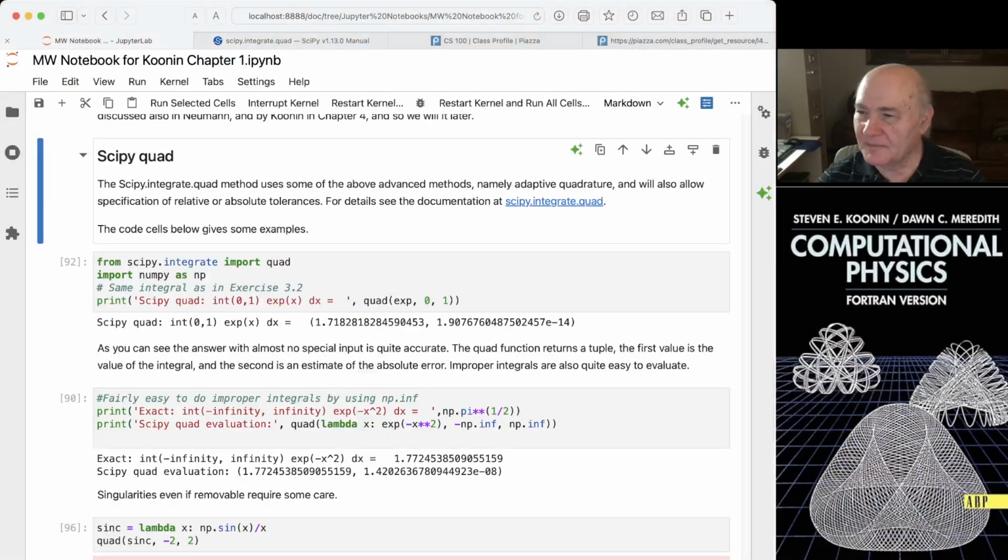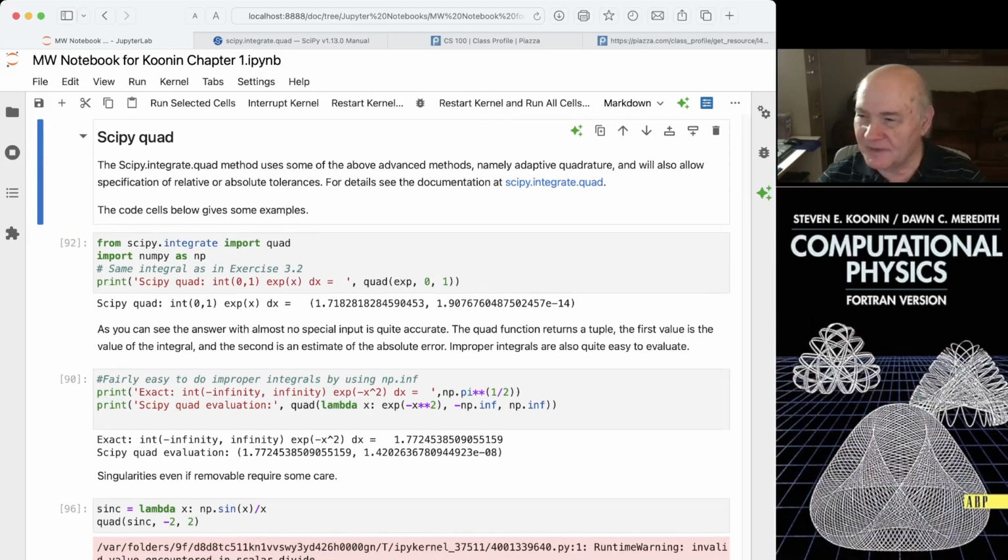Going back to, here's an example where if you look at the second code box, it's easy to do improper integrals. Infinity just becomes np.inf. So here I do an example, the integral from minus infinity to infinity of e to the minus x squared. And all physicists know that this is just the square root of pi. So this is what the answer should be, the square root of pi.